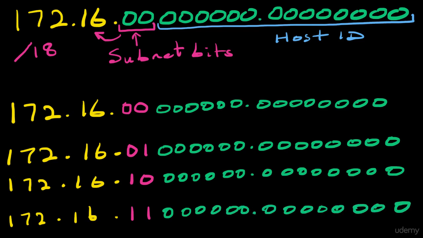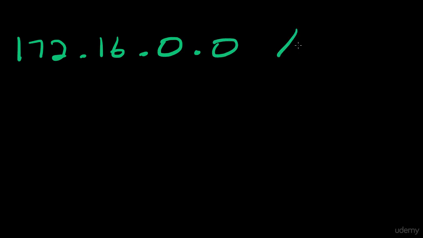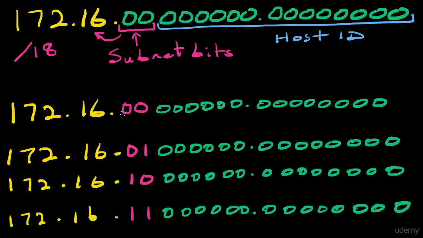And there you have it. Those are my 4 network IDs. Each network ID is determined by a different combination of the subnet bits. To write this out clearly, my new subnets are 172.16.0.0/18. This is this first combination here where the two subnet bits are 00. The next one has the two subnet bits as 01.